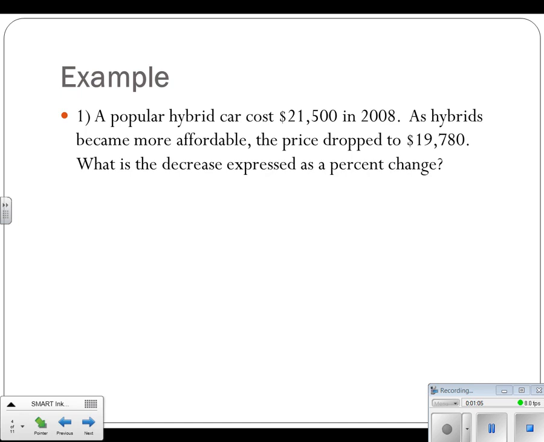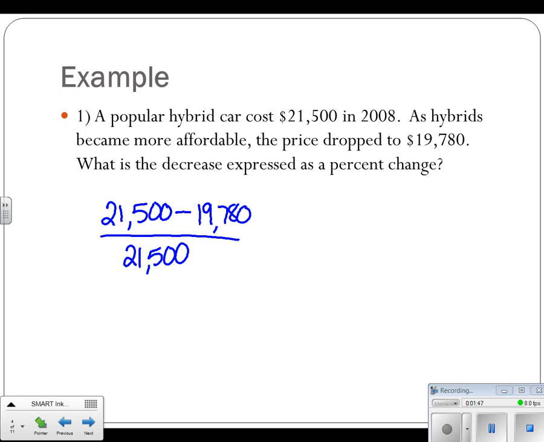Example 1 here, it says a popular hybrid car cost $21,500 in 2008. As hybrids became more affordable, the price dropped to $19,780. What is the decrease expressed as a percent change? So on the top we're going to look for the amount of decrease. We take the original amount, which was $21,500, and subtract the new amount, which is $19,780, and we divide it by the original amount, which is $21,500.